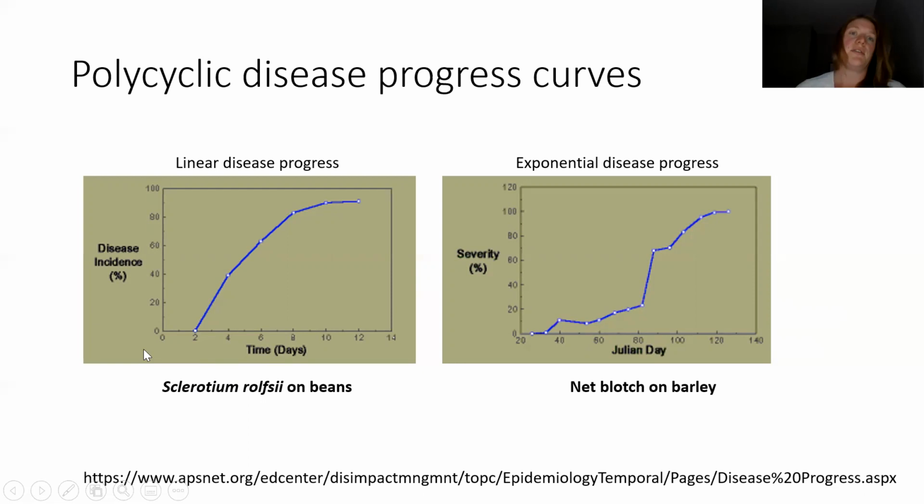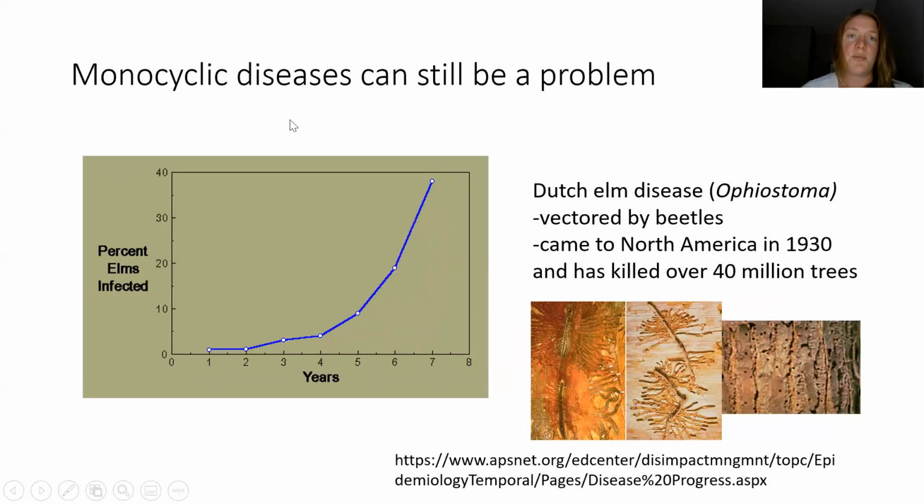In general, both disease progress curves still have a latent period between which the pathogen has to enter the plant, infect the plant, and produce that inoculum. And then over time, of course, the amount of healthy plants within an area will be saturated, and so you'll eventually reach 100% disease, either incidence or severity. So polycyclic diseases can be much more dramatic than monocyclic diseases, but I just want to suggest here that monocyclic diseases can still be a very big problem.